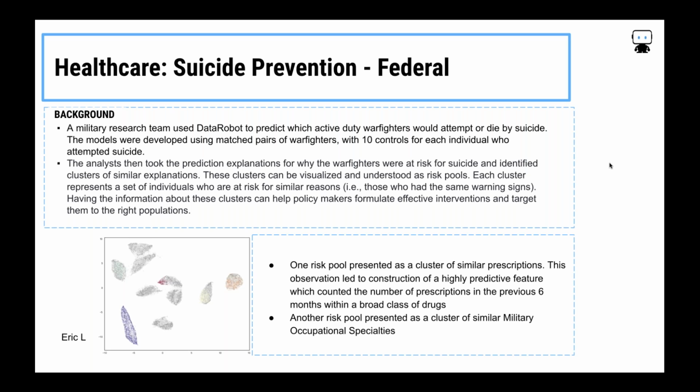Sure. So this was an example of a team we were working with that was taking a look at suicide risk for active duty warfighters. We set up a study where we were looking at matched controls. So we had a pool of folks that had suicide events and a pool of similar folks that did not have suicide events. And taking a look at that, we used the prediction explanation clustering in an iterative fashion.